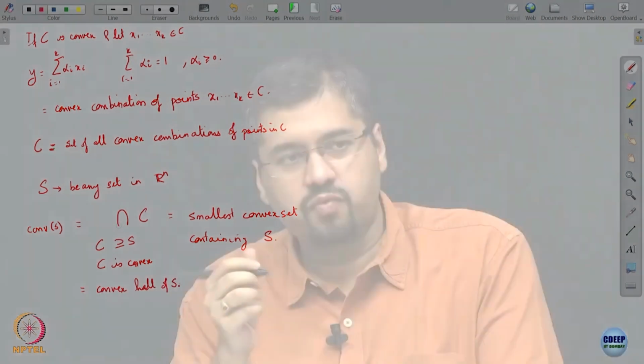Now, can you describe for me the convex hull of a set in a different way? One way is to take the intersection of all convex sets that contain that set. So, you put together all the convex sets, keep taking the common area, and that will give you the smallest convex set that contains the set. That is one way of defining the convex hull.